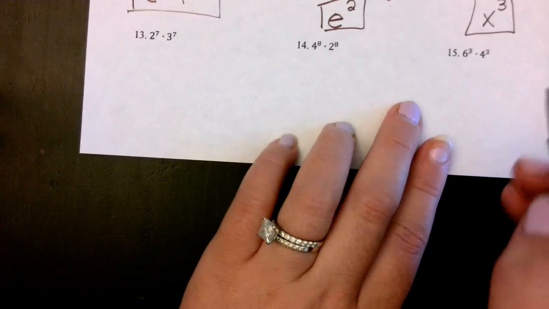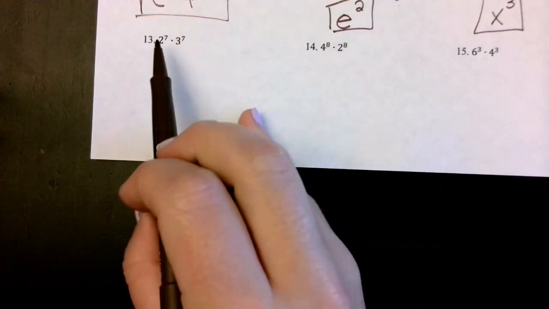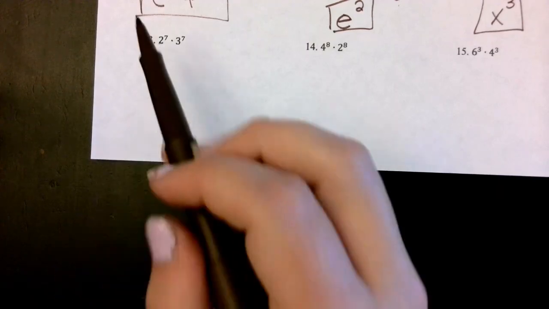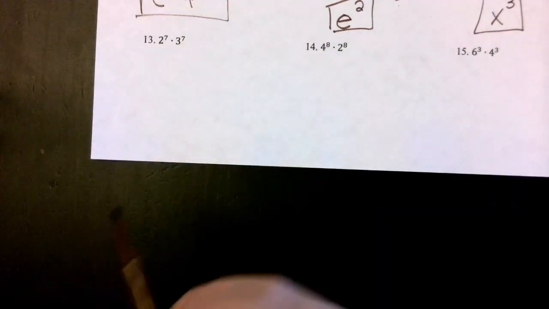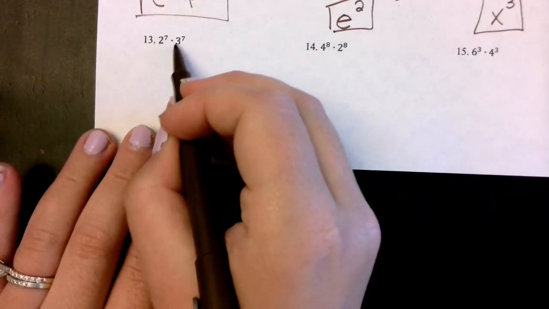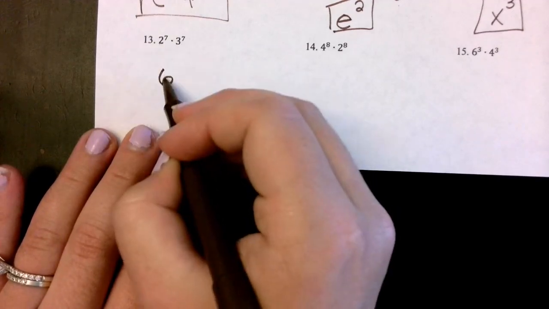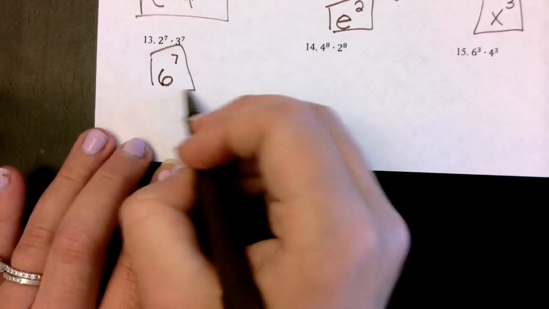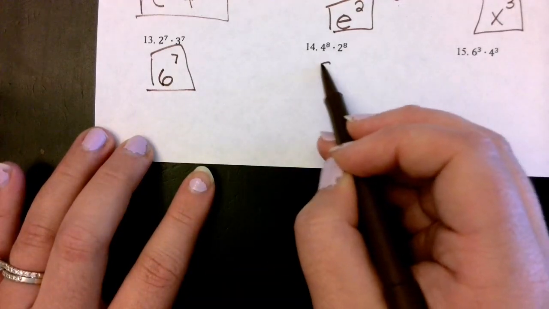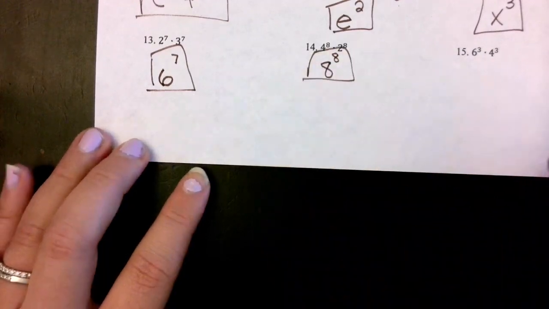The last few, the bases are different, but our exponents are the same. So we can write it all out, or we can just look at it. 2 to the 7th and 3 to the 7th really just means it's going to be 6, because 2 times 3 is 6, to the 7th power. 4 to the 8th times 2 to the 8th is really just 8 to the 8th, because 4 times 2 is 8 to the 8th.